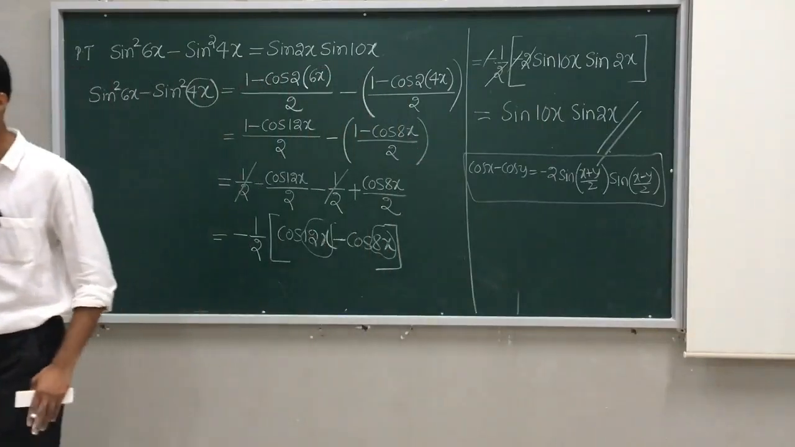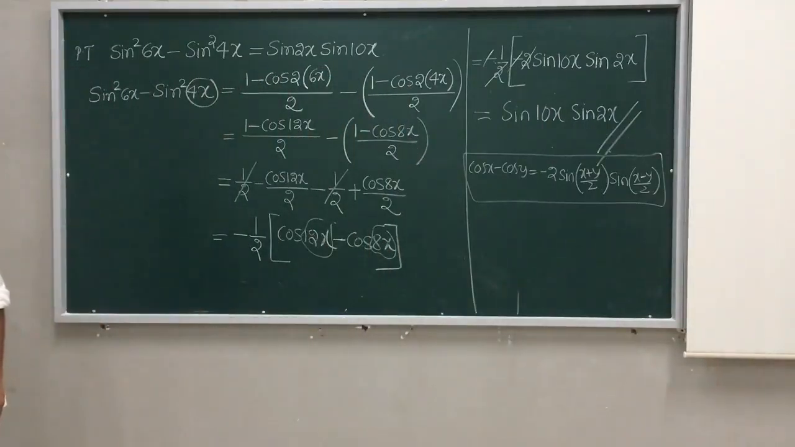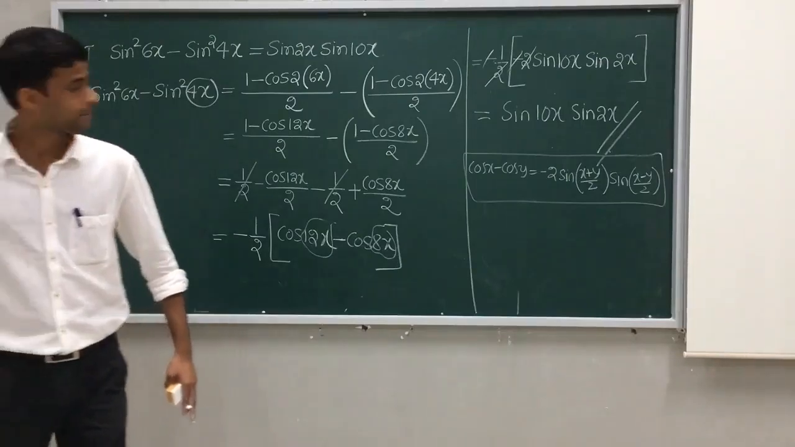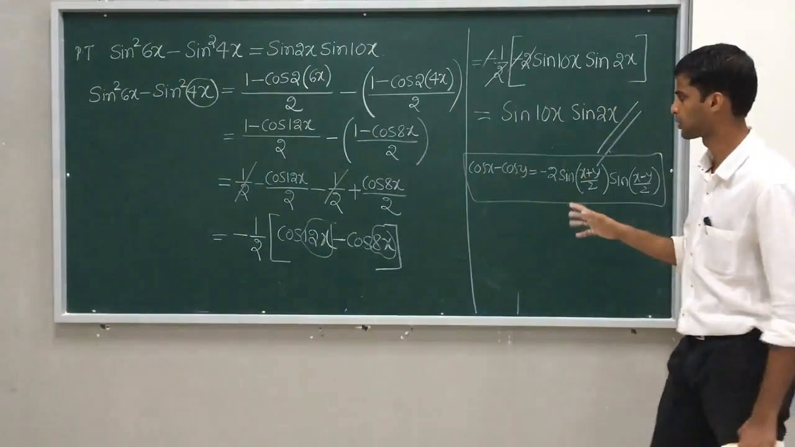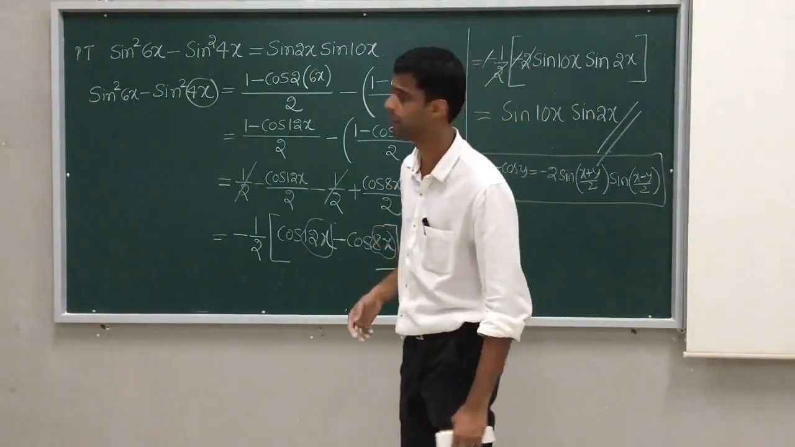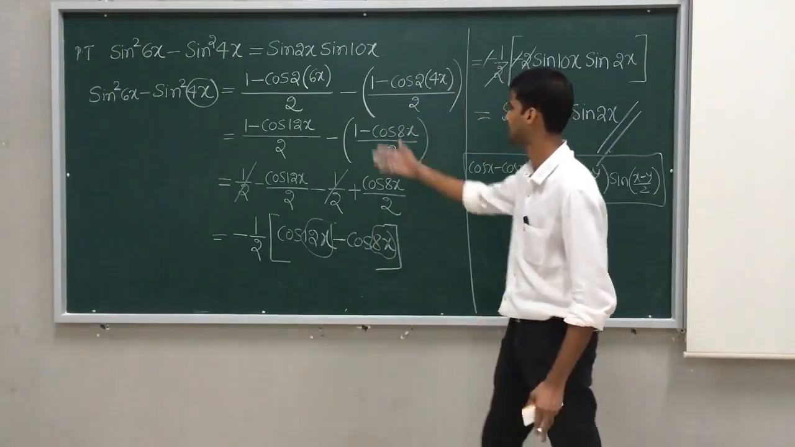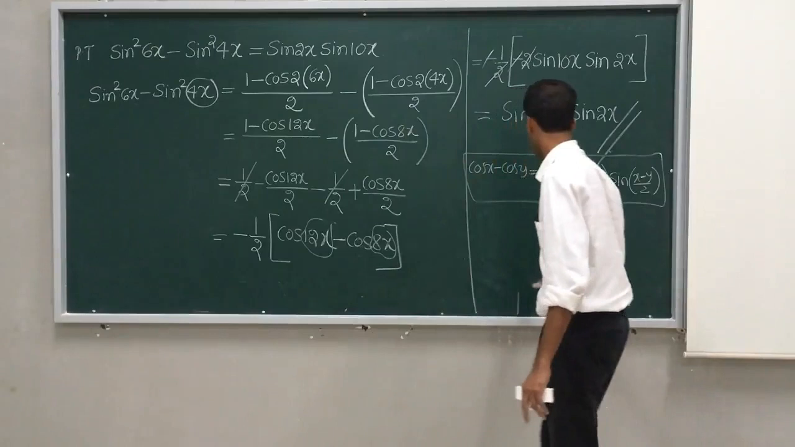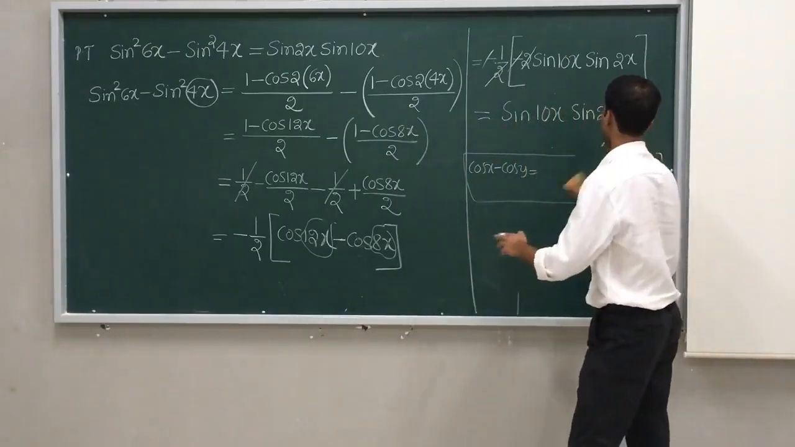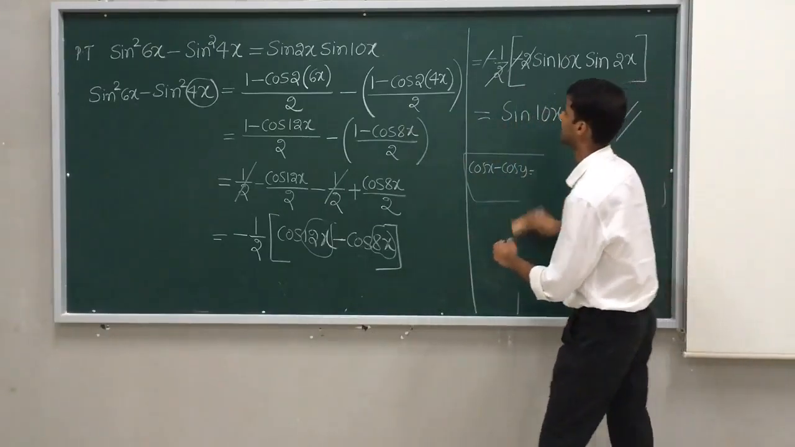Just note this particular step so that it will help you someday. Because if you take care of this one, you will get motivation to solve the next question. So the only thing is a systematic way. I used sin square, that result, then I brought it. Okay. So we got sin 10x, sin 2x.